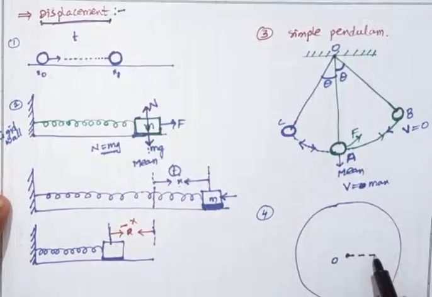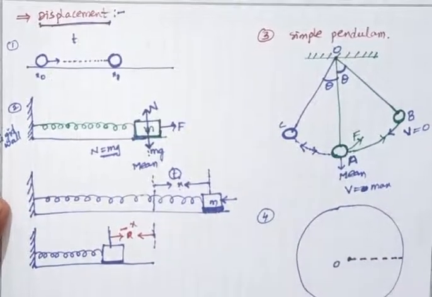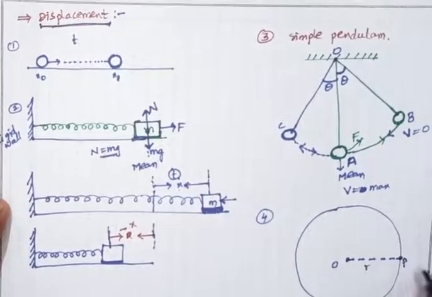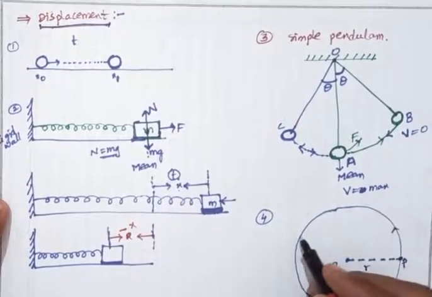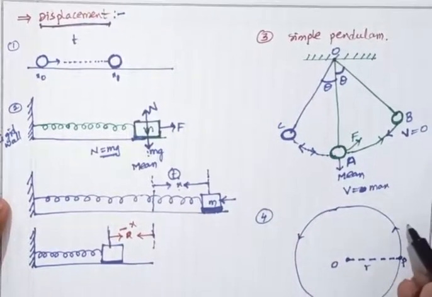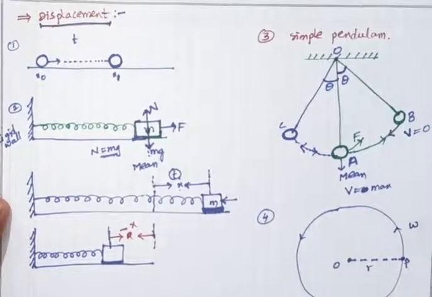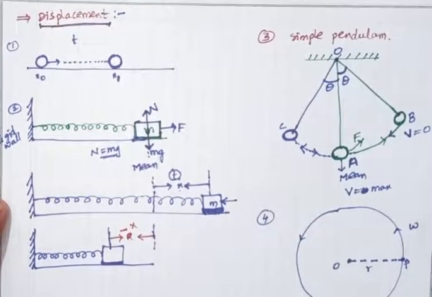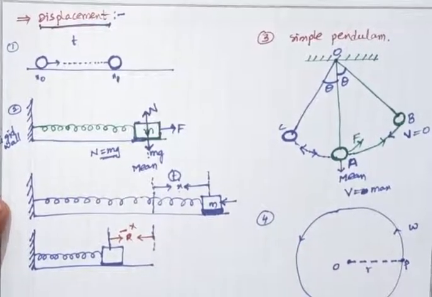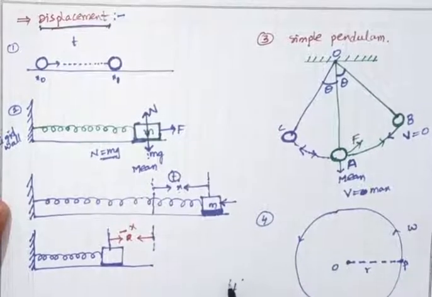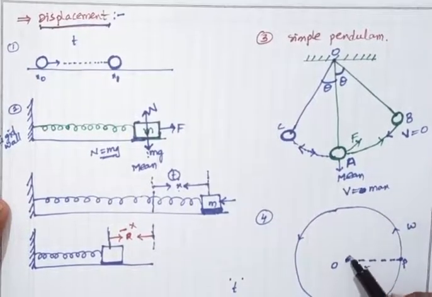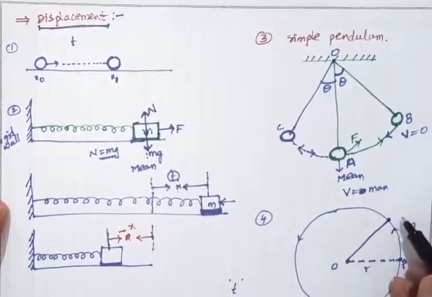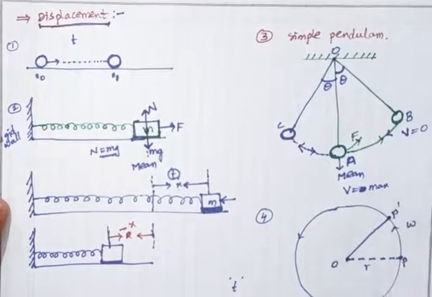So a particle moves on a circle of radius R. A point P moves with angular speed omega. After a certain time t, it moves through a certain angular distance, to the point P dash.